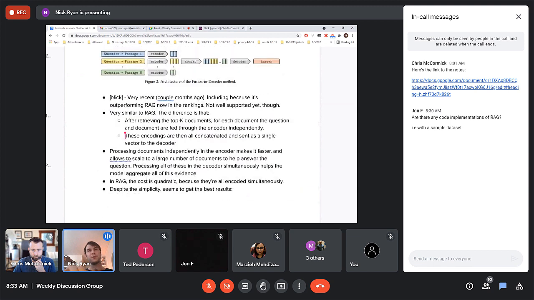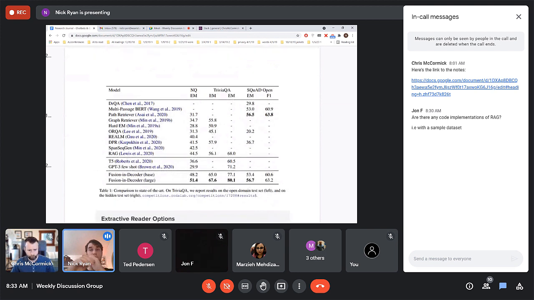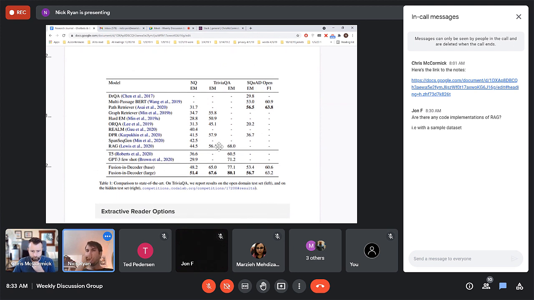So it's somewhat simpler than RAG, but it seems to get the best results by a fair margin. So here's Fusion-in-decoder base and large, and natural questions, trivia QA, squad, these are all question answering problems. And so it beats them by a fair margin, particularly on natural questions. And in a lot of the efficient QA competition models and a lot of other state-of-the-art question answering models, Fusion-in-decoder is the key architecture idea used.